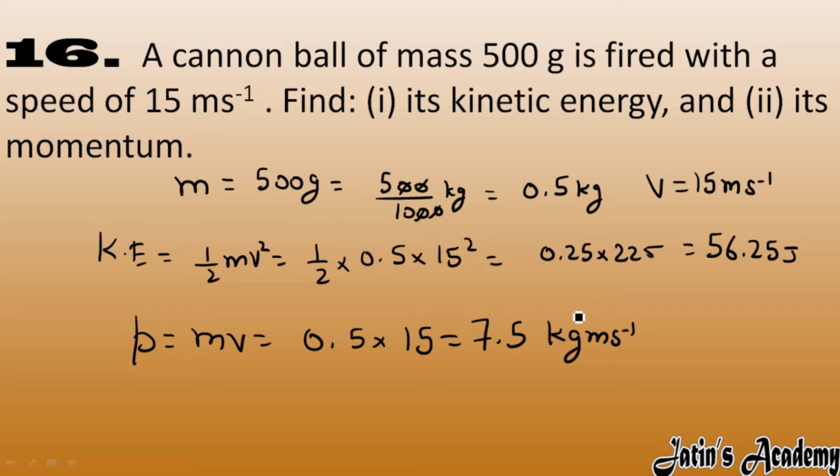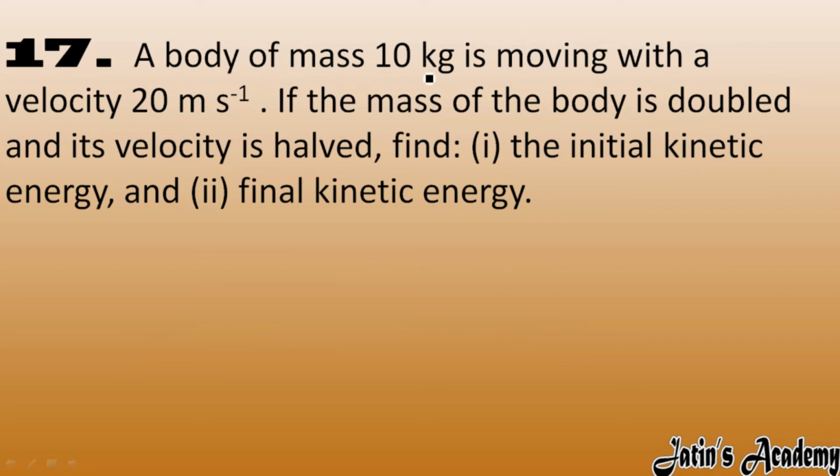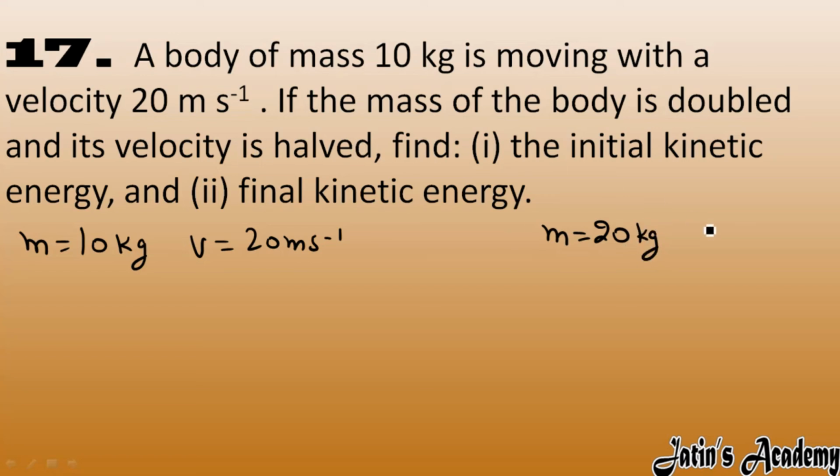Clear? Next we have a body of mass 10 kg moving with the velocity 20 meter per second. If mass is doubled and velocity is half, find the initial kinetic energy and final kinetic energy. So in the first case, a body of mass 10 kg moving with the velocity 20 meter per second. In the second case, mass is doubled, means 20 kg, and velocity is half. Half means 20 divided by 2, so 10 meter per second.